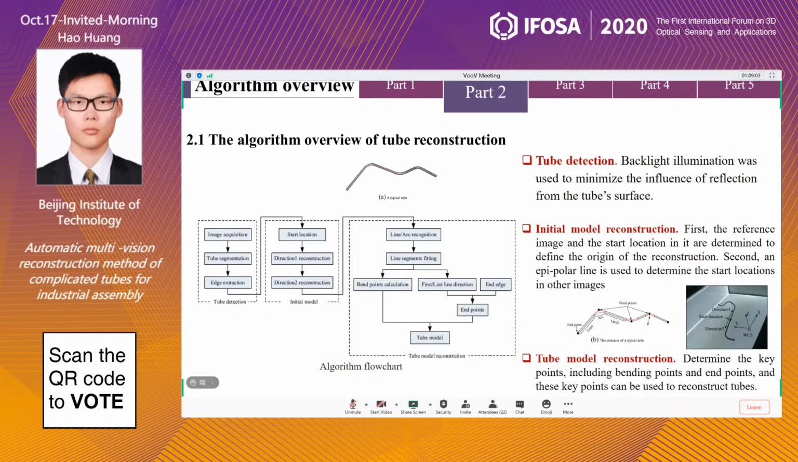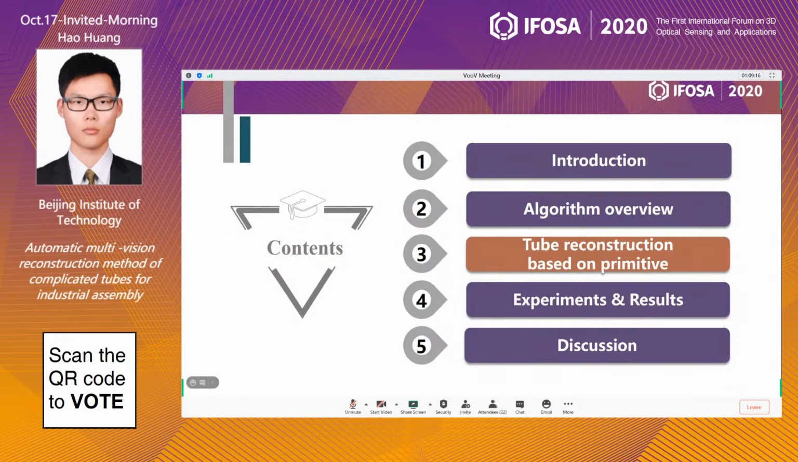The last section is tube model reconstruction. We aim to determine the key points, including the bending points and endpoints, and these points can be used to reconstruct the tubes. Now, I will introduce the reconstruction method in detail.